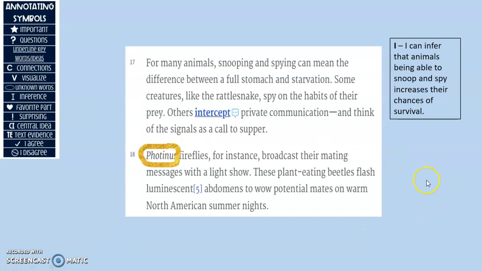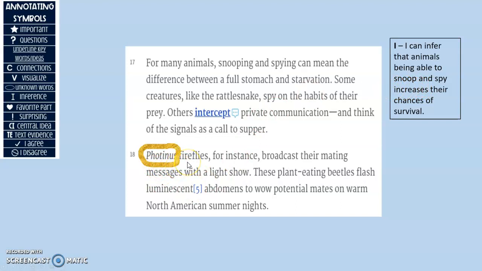For many animals, snooping and spying can mean the difference between a full stomach and starvation. Some creatures, like the rattlesnake, spy on the habits of their prey. Others intercept private communication and think of the signals as a call to supper. So I made another inference here. I said I can infer that animals being able to snoop and spy increases their chances of survival. Because they have these habits and because they're sort of sneaky and they spy and snoop, they have a better chance of survival because of those habits.